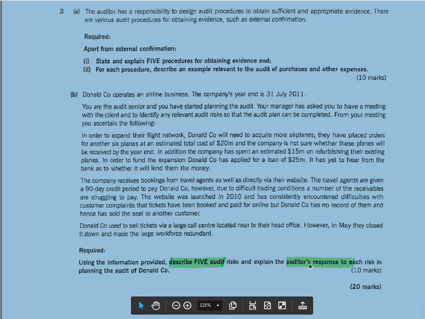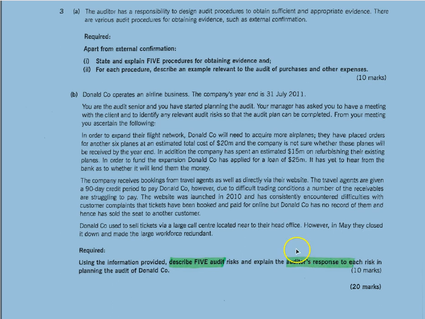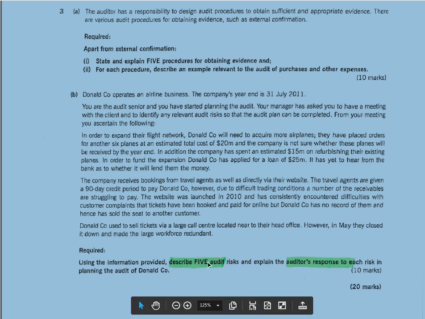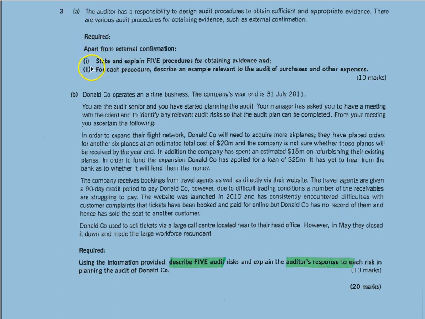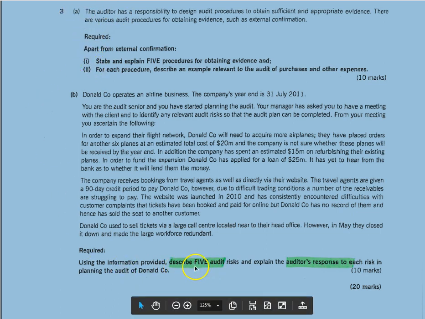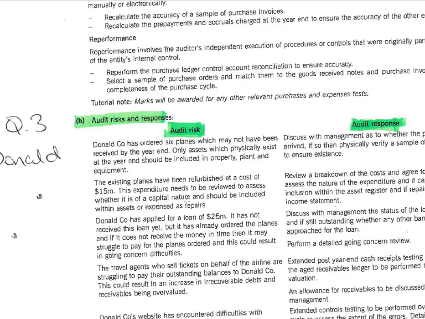I'm not going to spend any time on this because I've already done a video, but I just want to jump to the answer. And the big thing I want you to do is obviously the answer is part A and 1 and 2. But for part B, the answer has 5 audit risks, and then it's easy to see the auditor response for each one from the way the answer is laid out. So here is the audit risk.